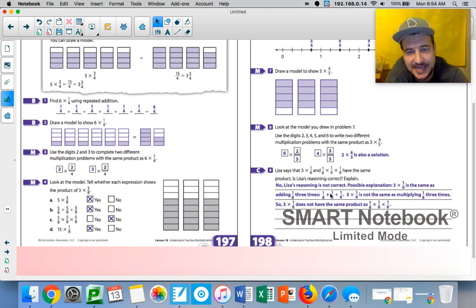3 times 1/6 is the same as adding 1/6 three times. 1/6 plus 1/6 plus 1/6. 3 times 1/6 is not the same as multiplying 1/6 three times. So 3 times 1/6 does not have the same product. That's a long answer. You could have simply just said, no, she's not correct because it's the same thing as 1/6 three times.